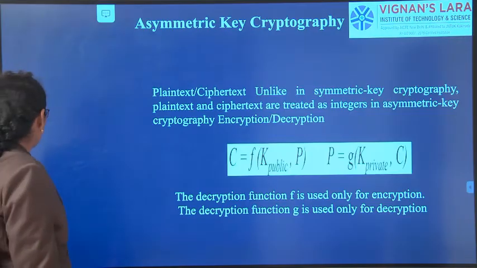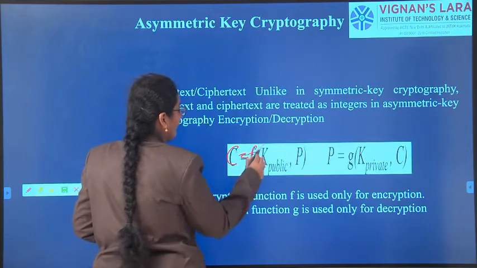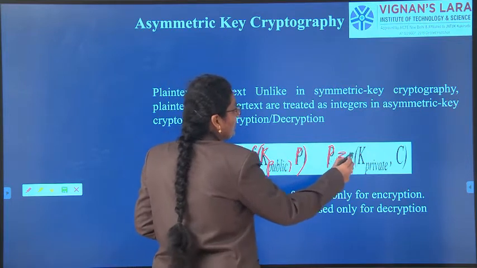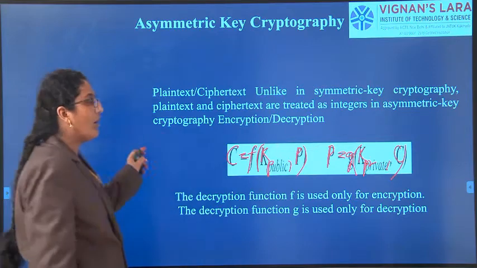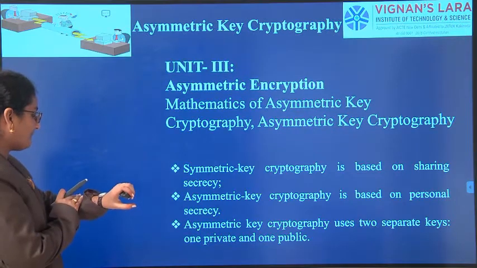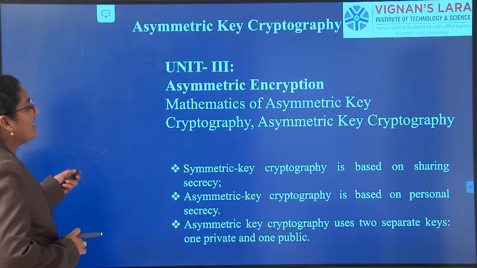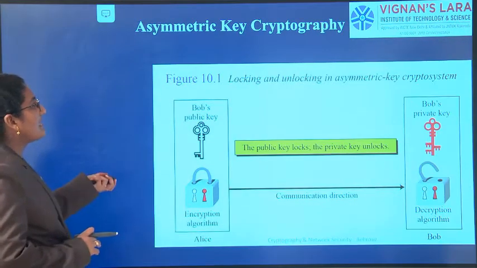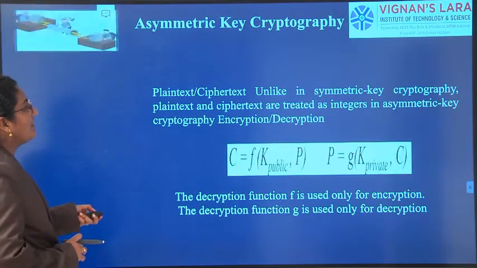So these two formulas: ciphertext equals encryption of public key comma plain text, and plain text equals decryption of private key comma ciphertext. You got these two formulas from the previous diagram. So this is all about the introduction of Unit 3, asymmetric encryption. What is asymmetric encryption? What is the difference between asymmetric and symmetric? What is the diagram? What are the formulas?